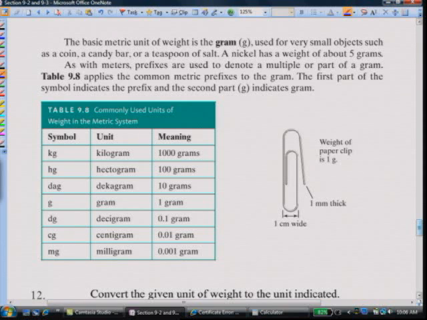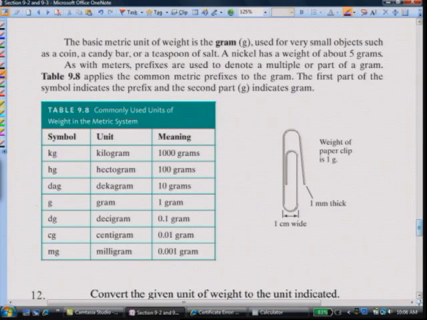The basic metric unit of weight is the gram, used for very small objects such as a coin, a candy bar, a teaspoon of salt, a line of cocaine. All right, a nickel. I'm going to go into this whole kilo and gram discussion here because I thought it might keep your attention. A nickel has a weight of about 5 grams. As with meters, prefixes are used to denote a multiple or a part of a gram. Table 9.8 applies the common metric prefix to the gram. The first part of the symbol indicates the prefix, and the second part indicates the gram.